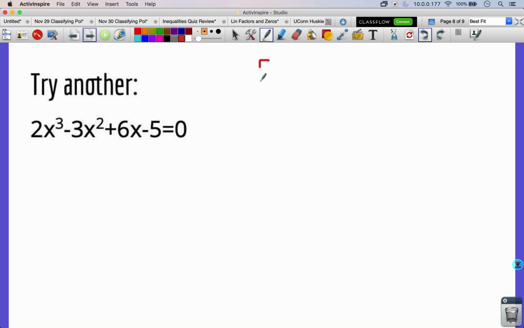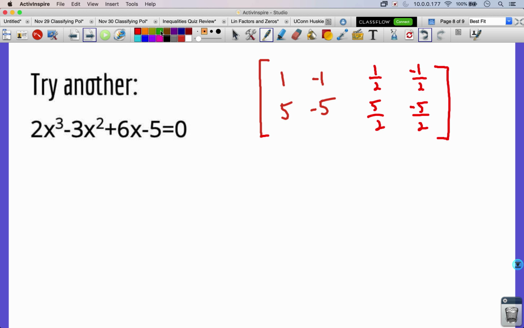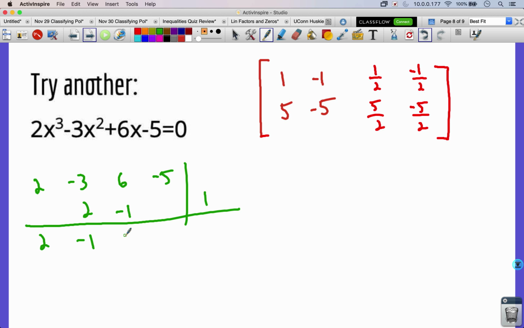Let's write out our search area. So possible roots for 5 are just 1 and 5, or -1 and -5. There is this leading coefficient, so we have to also include 1 over 2, 5 over 2, -1 over 2, -5 over 2. All right. And let's check 1 and -1 first. So 2, -3, 6, -5. We are checking 1 first. So drop down the 2, multiply, add, multiply, add, multiply, and look at that, we got it on our first try, the value of 1.